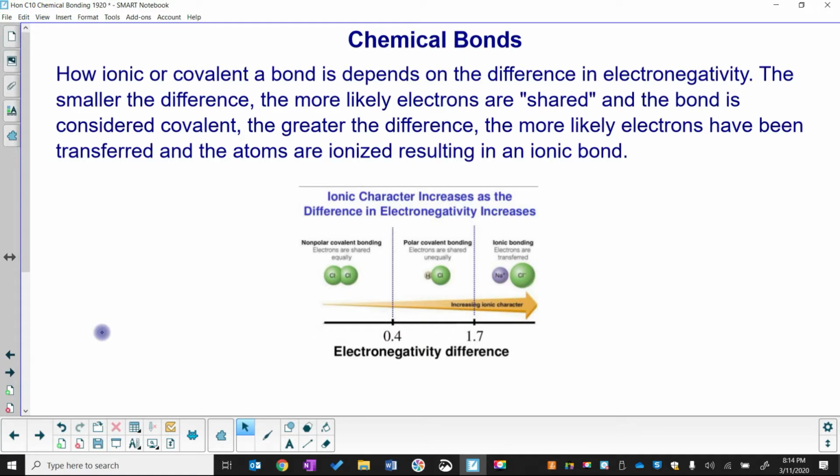To determine if a bond is ionic or covalent, we look at the difference in electronegativity between atoms. If there's a small difference, or even zero, the electrons are more likely to be shared. The greater the difference, then eventually we get ionic bonding, where the electrons are transferred. We're going to be using some cutoff values, but those cutoff values are just arbitrary. It's really a continuum of ionic character.